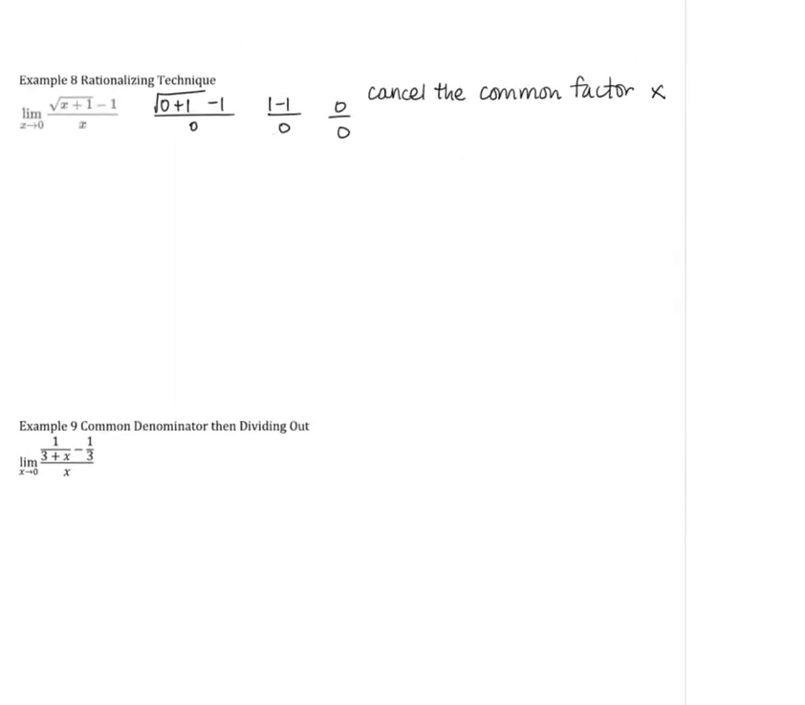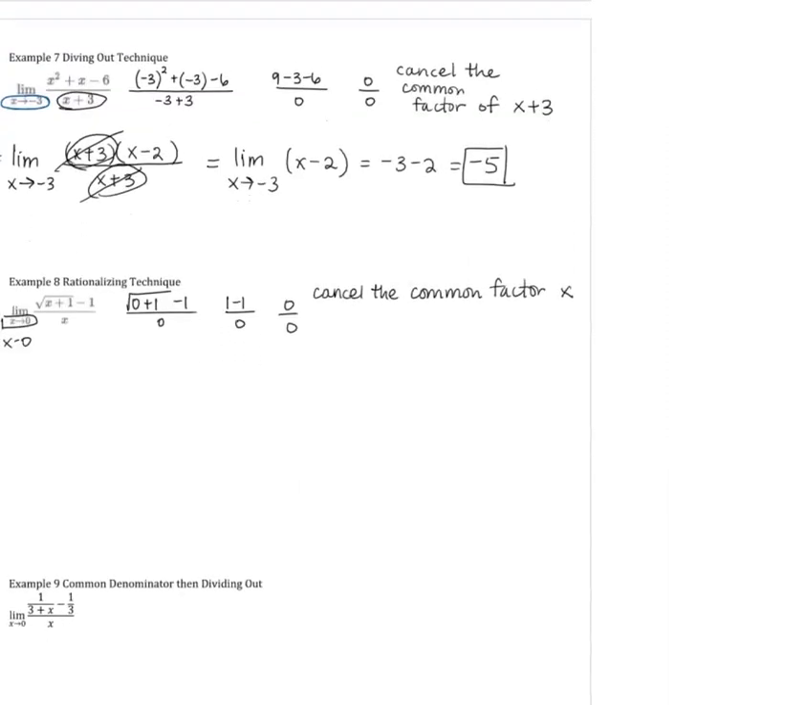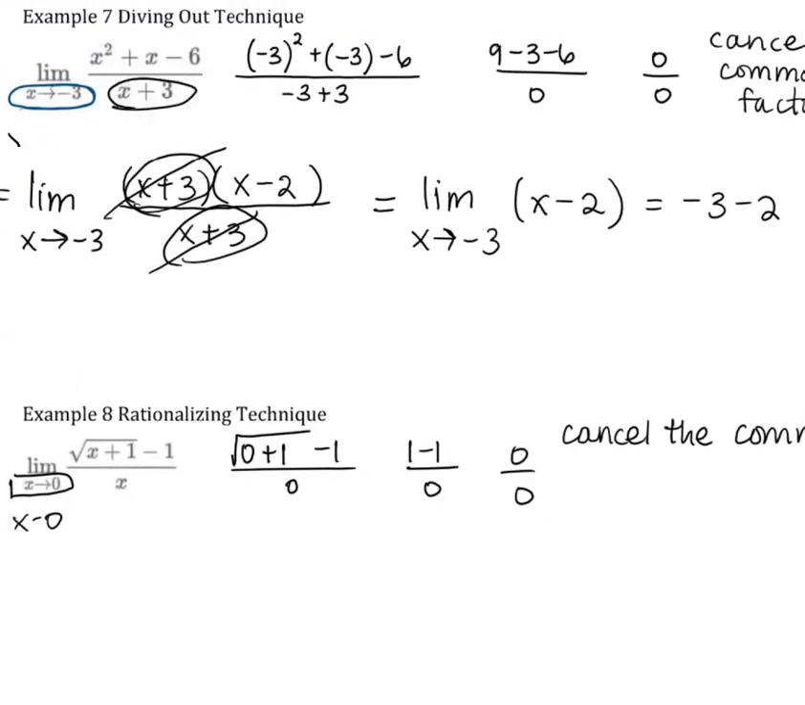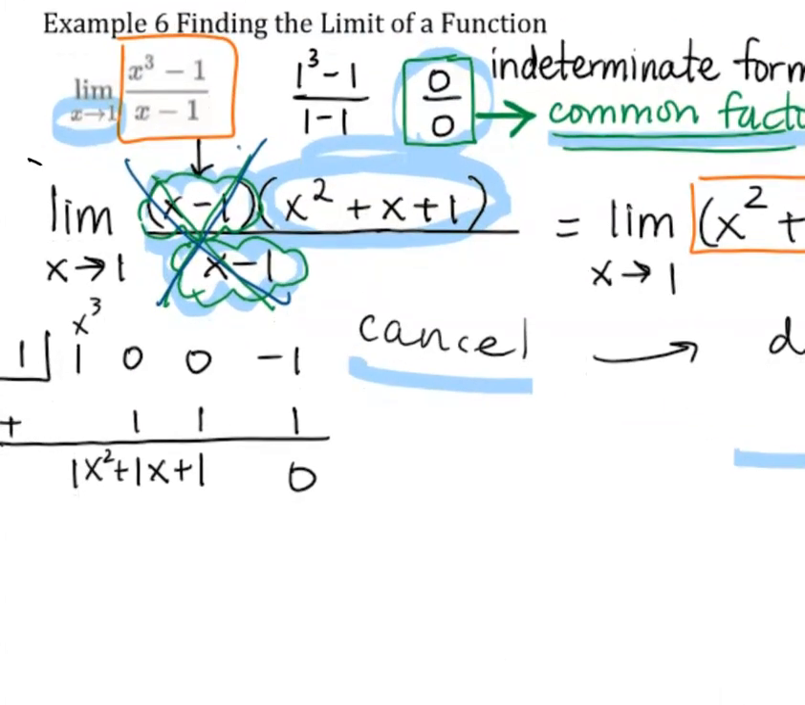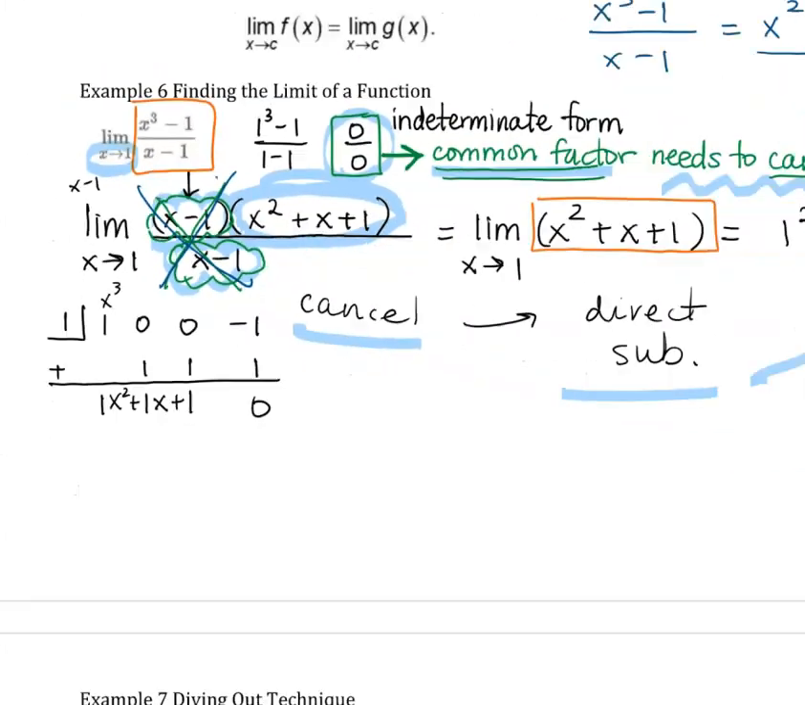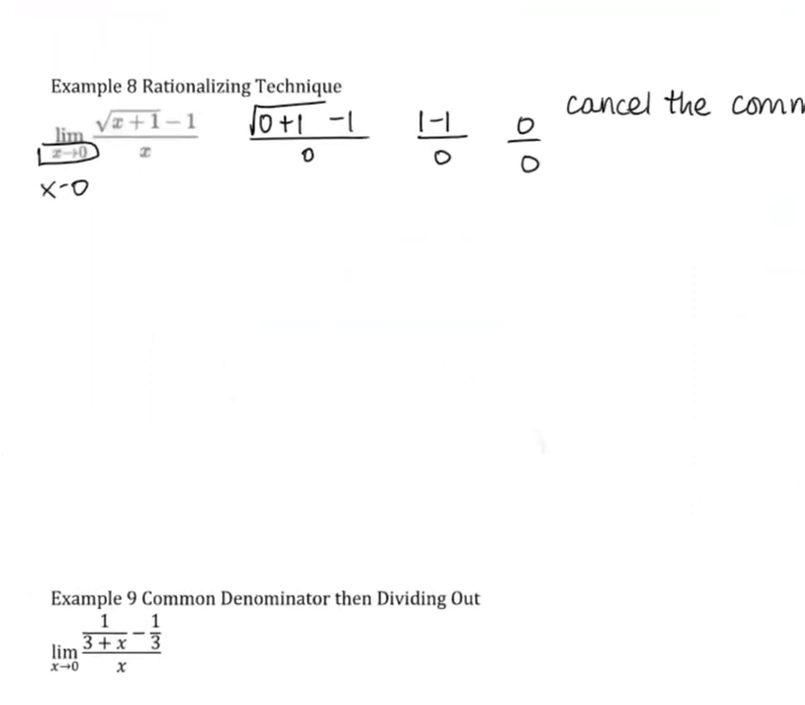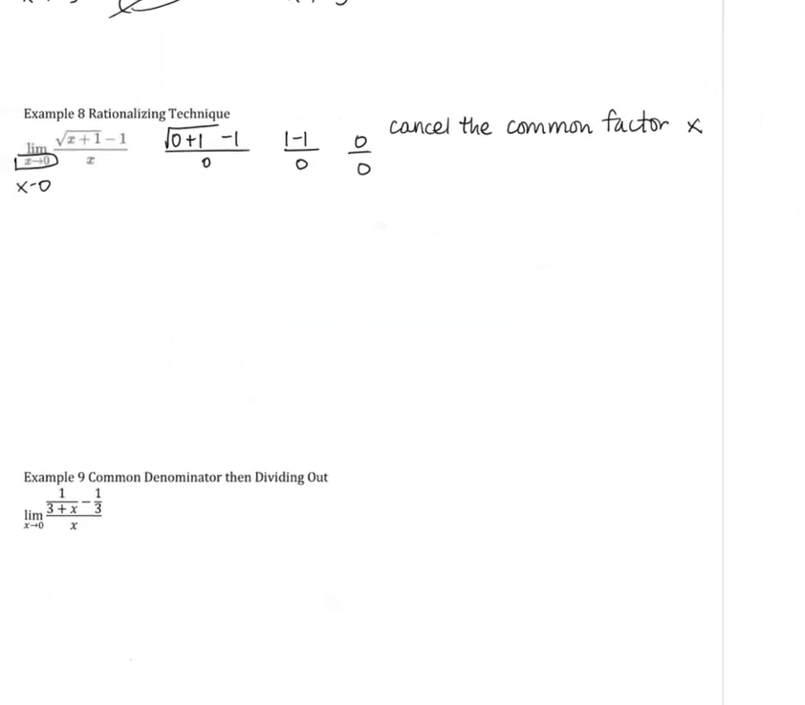Right? That common factor that you're looking for is always x minus whatever you're approaching. So in this case, x minus 0, which is just x. Over here, x minus -3, which would have been x plus 3. There's that common factor. Up here, x minus 1, there's the common factor. It's always x minus whatever you're approaching. Okay, so there's a common factor of x.